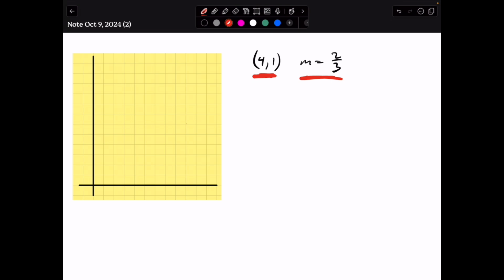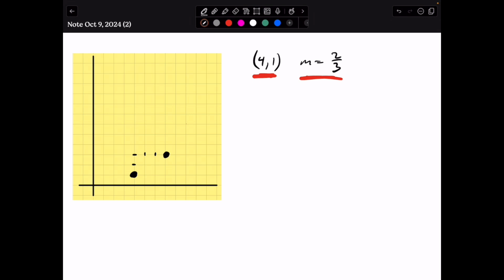Okay, so if I first do this. All right, now here's what this is about. If I go (4, 1), I'm going to put that point there. So that's going to be my original point. Okay, and we already know that's (4, 1). Now if I have a slope of 2/3, that means I can go up 2 and then over 3, right there, and that would be my other point.